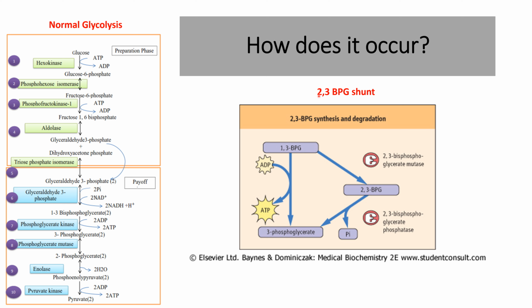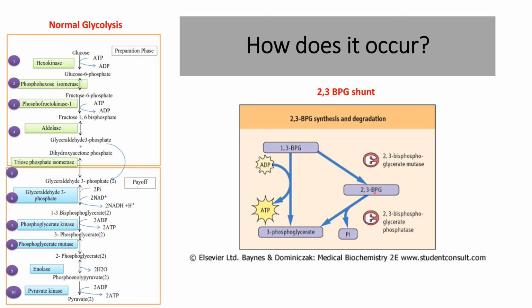But in case of this 2,3 BPG shunt, this particular step where 1,3 bisphosphoglycerate becomes 3-phosphoglycerate has been bypassed or shunted into a different step to form a different compound, which is 2,3 bisphosphoglycerate. For this you need an enzyme, 2,3 bisphosphoglycerate mutase. To convert 1,3 to 2,3 you need a mutase. From 2,3 it then goes to 3-phosphoglycerate through the enzyme phosphatase.